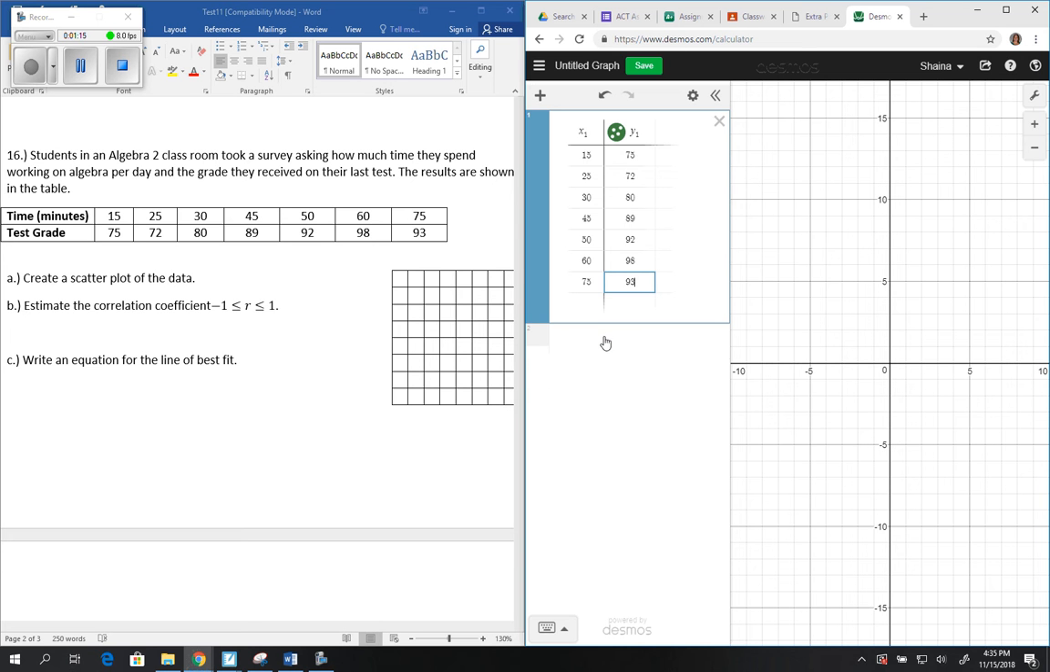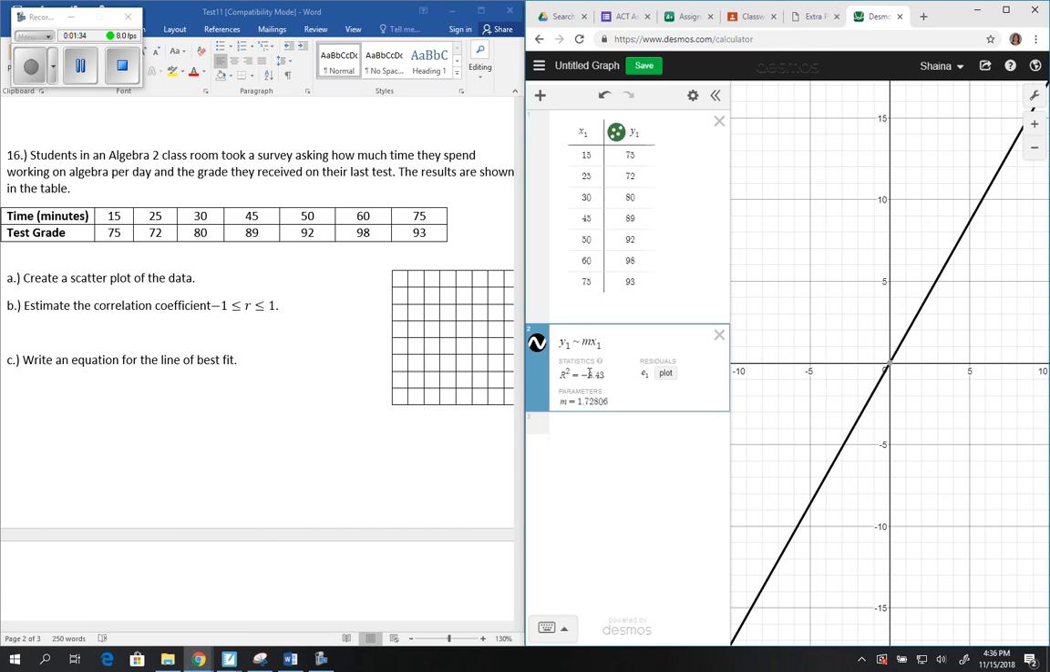In order to use the table to write the equation of the line, we're going to type y1, and I'm just typing y and the number 1, and then shift tilde, which is beside the number 1, mx1, just the number 1, plus b.